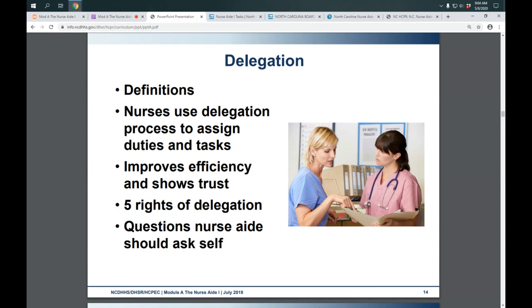Well, if I'm just going to look at this definition that's in your module, it's the process of assigning part of one's responsibility to another qualified person in a specific situation, and the other one, transferring responsibility for the performance of an activity or task. And here's the kicker for me, while retaining accountability for the outcome. Well, I have to retain accountability for what you do. So please bear that in mind.